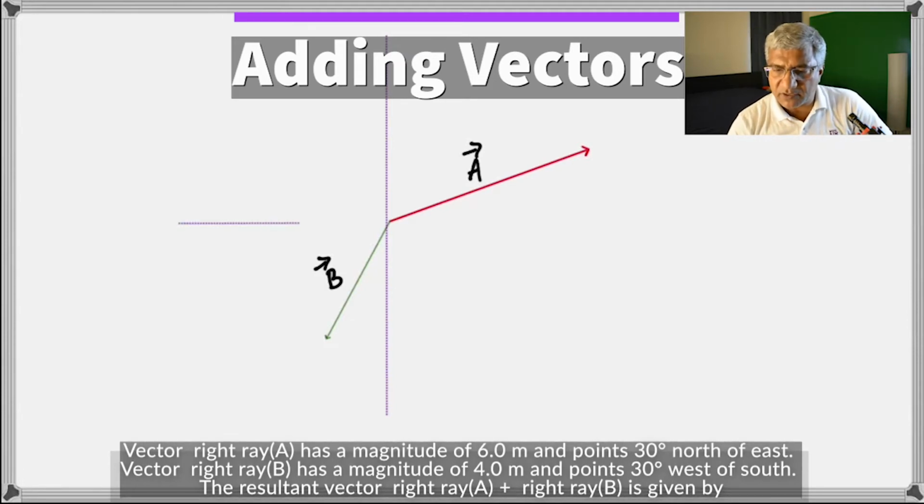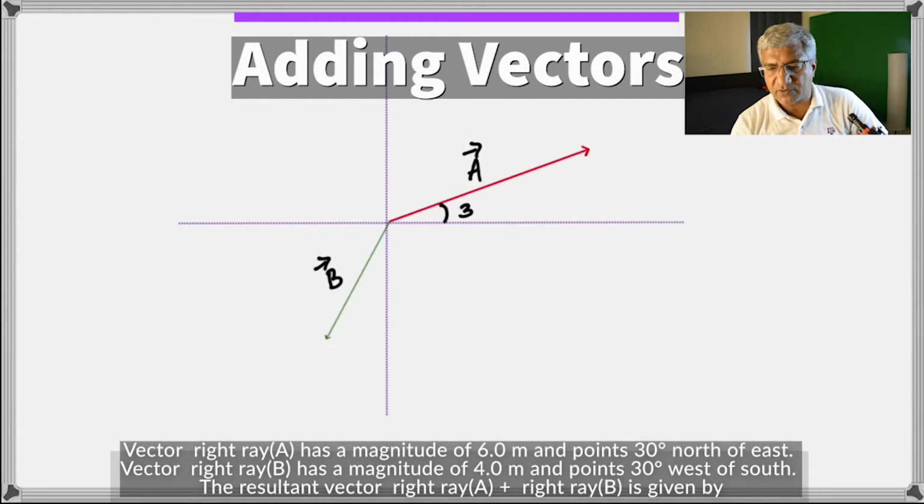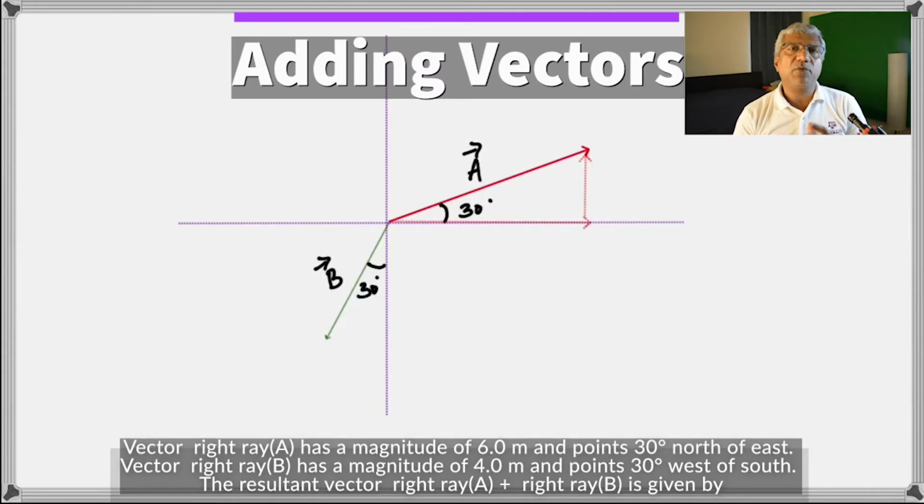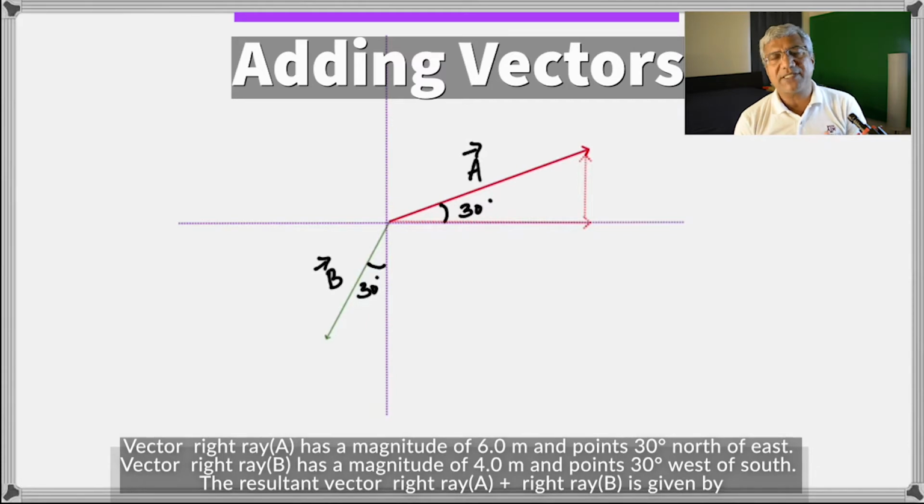Okay? So it's making an angle of something with the west. So the magnitude of the vectors are given. The angle for the first one is 30 degrees. Second one is also 30 degrees. And the magnitudes of A is 6 meters and B is 4 meters. And we are asked to find the resultant or the sum of these two vectors.